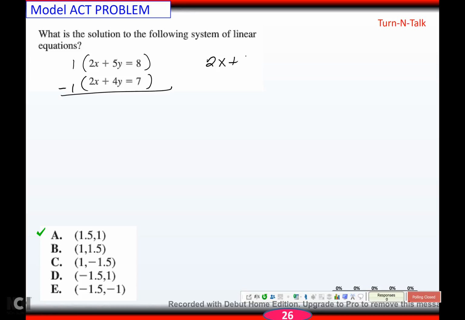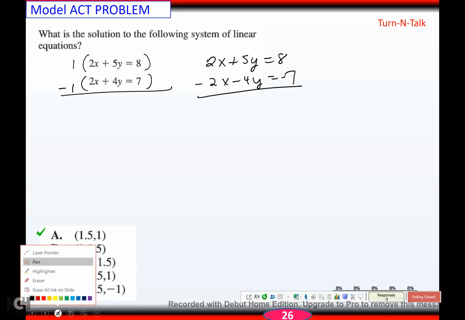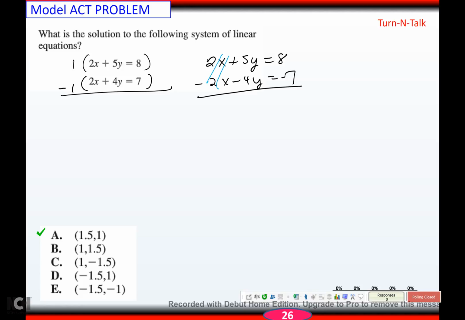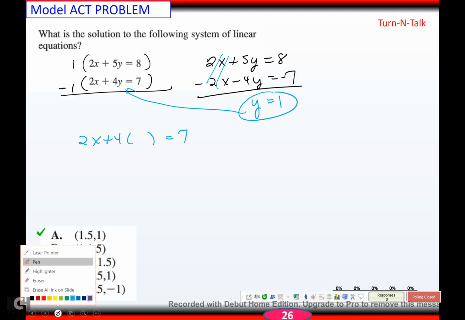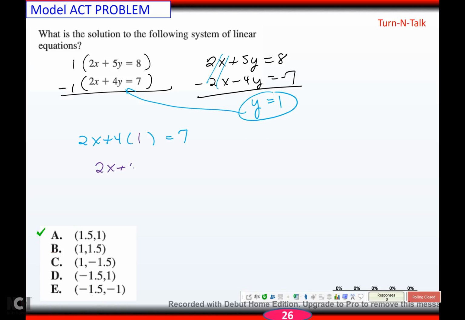So on top, I got 2x plus 5y equals 8. On bottom, I have negative 2x minus 4y equals negative 7. The x's cancel. 5y take away 4y is 1y. 8 take away 7 is 1. Substitute it back in. 2x plus 4 blank equals 7. I'm going to plug in 1, so I have 2x plus 4 equals 7. Minus 4, 2x equals 3. Divide by 2, divide by 2. X equals 3 halves, or 1.5.